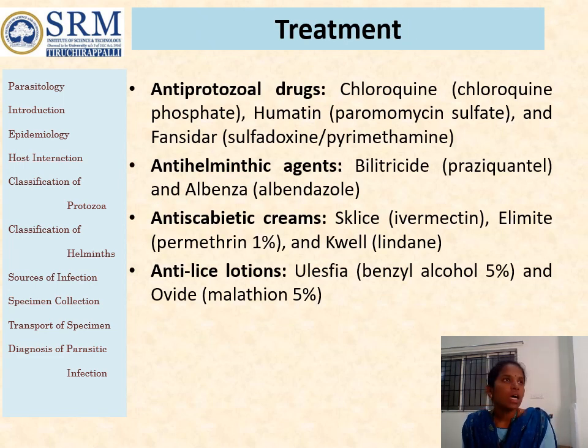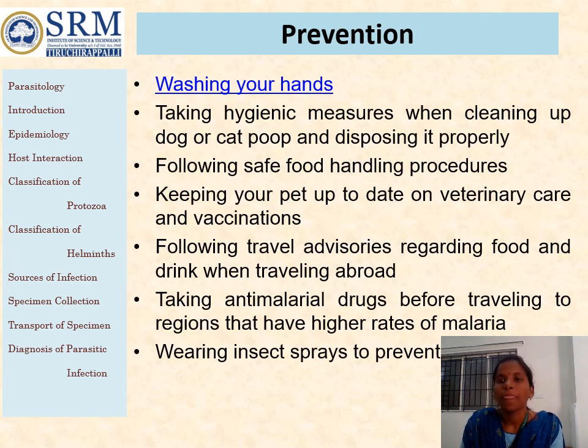After the diagnosis, only then do you go for treatment. On a pharmacological basis, we have to recommend drugs for treatment. Anti-protozoal drugs, for example chloroquine; anti-helminthic agents, albendazole; and anti-scabies creams. These are the drugs that can be used for parasitic infections.